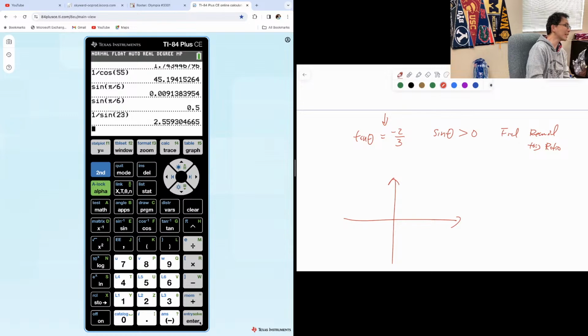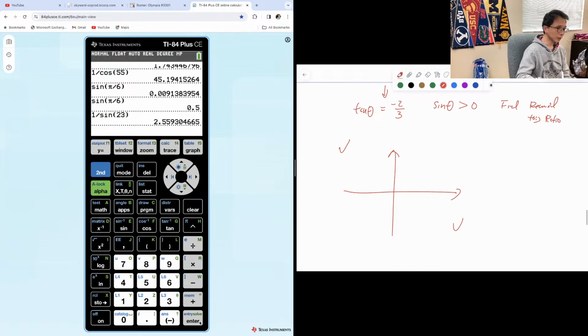Yeah, what quadrants is tangent negative in? There were 2 of them. 2 and 4. So you're going to go check, check. Why? Because you want to decide where the final triangle is. When is sine of theta greater than 0? Which quadrants is sine of theta greater than 0?